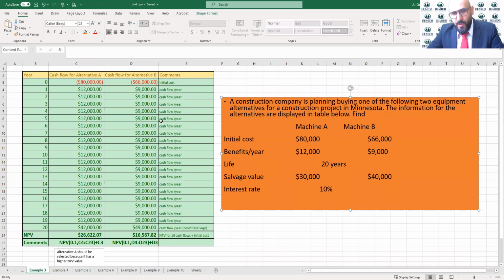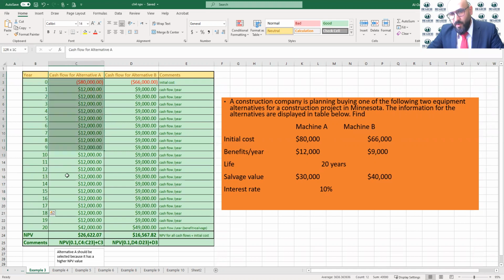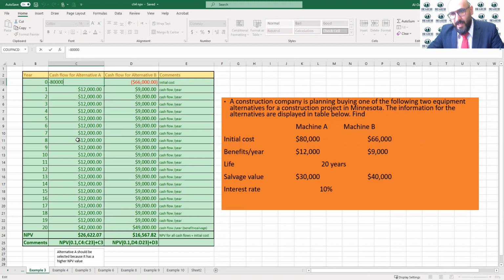So again, we start with the lifetime. These alternatives have an equal lifetime, so we build the cash flow from 0 to 20. The cash flow table will consist of two columns: one column for the years and another column for the cash flow. And because we have two alternatives, we add another column for alternative B. Starting with year 0, we have a negative $80,000.